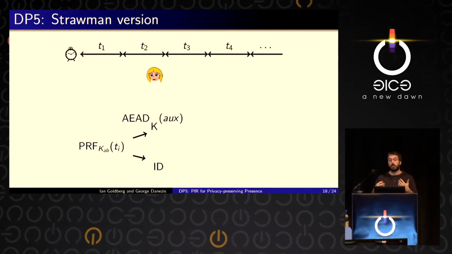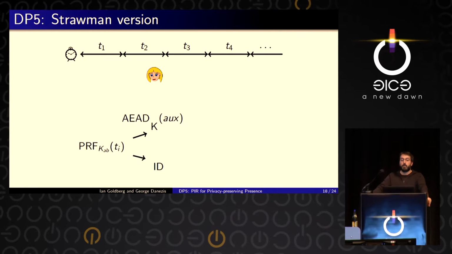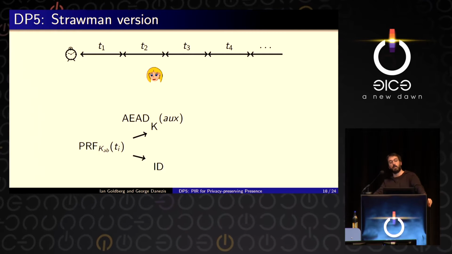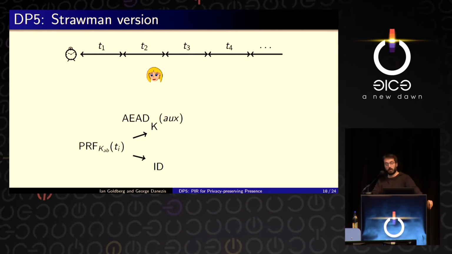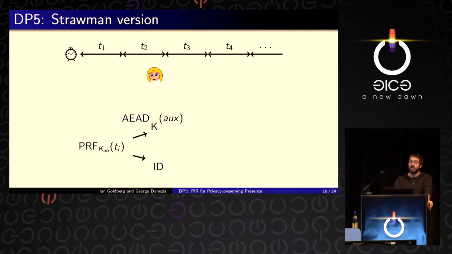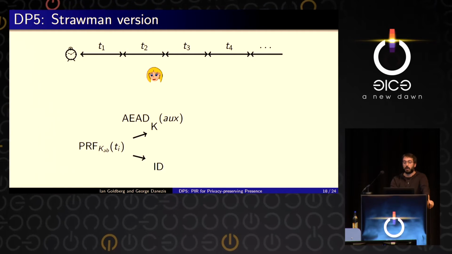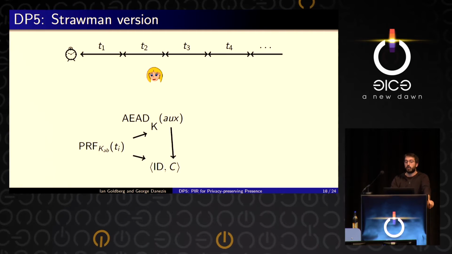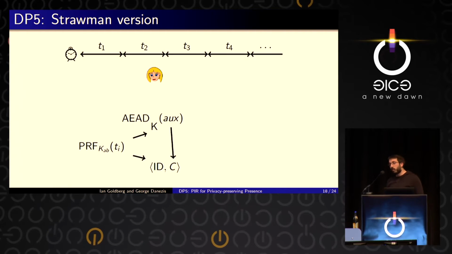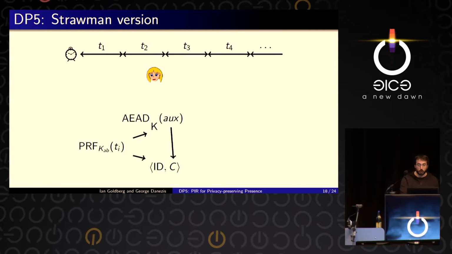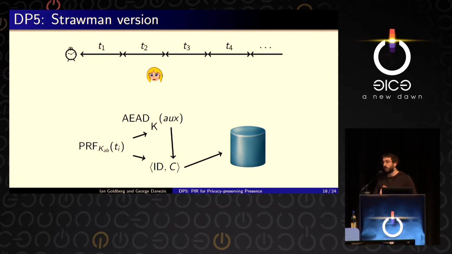Now, Alice can use the symmetric key K and effectively encrypt her status using a strong cipher and a particular mode of operation called AEAD, authenticated encryption with associated data. That basically is just secure encryption. And then she can make a record of just the ID for this period and the encrypted status and just store it in the database.